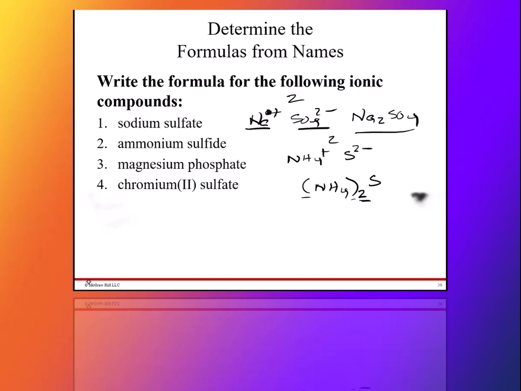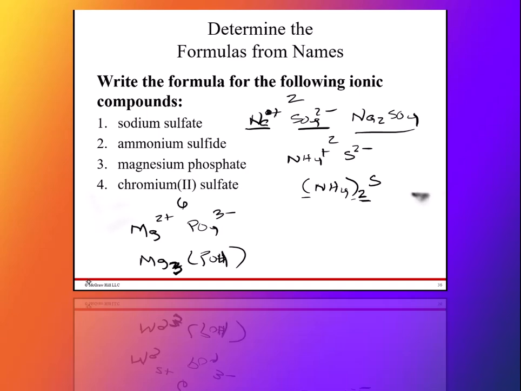Magnesium phosphate, this is a good one. Magnesium, group 2, forms a 2 positive ion. Phosphate, polyatomic ion with a -3 charge. Both of these go into 6. So I need 3 magnesiums, 3 times 2 gives me 6 positive. And then phosphates, I need 2 of those. 2 times 3 gives me 6 negative.